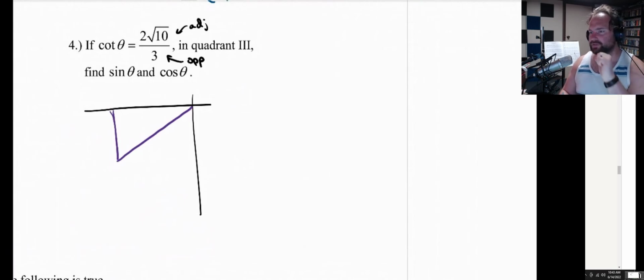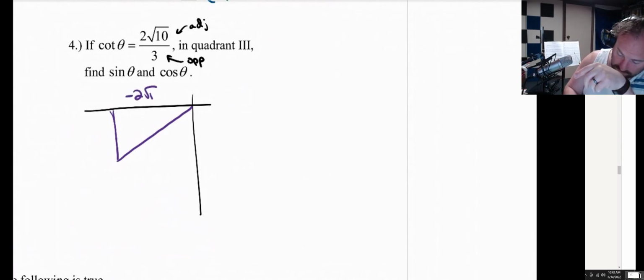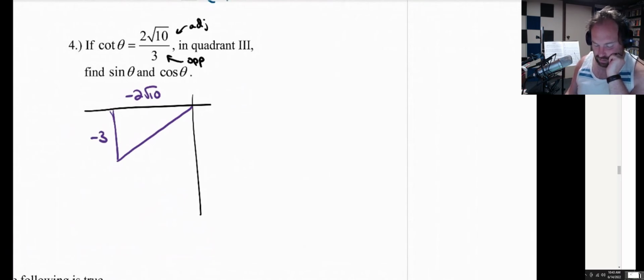Now, what's important here is that the x and y's are actually both negative here because we're in quadrant 3. So this is -2 roots of 10, and this is -3. I think I got that right. The adjacent side, yeah. This would be the cotangent because the regular tangent of this would be 3 over 2 roots of 10. Perfect. Now all we've got to do is figure out the hypotenuse. So let's set up a little Pythagorean theorem problem here.